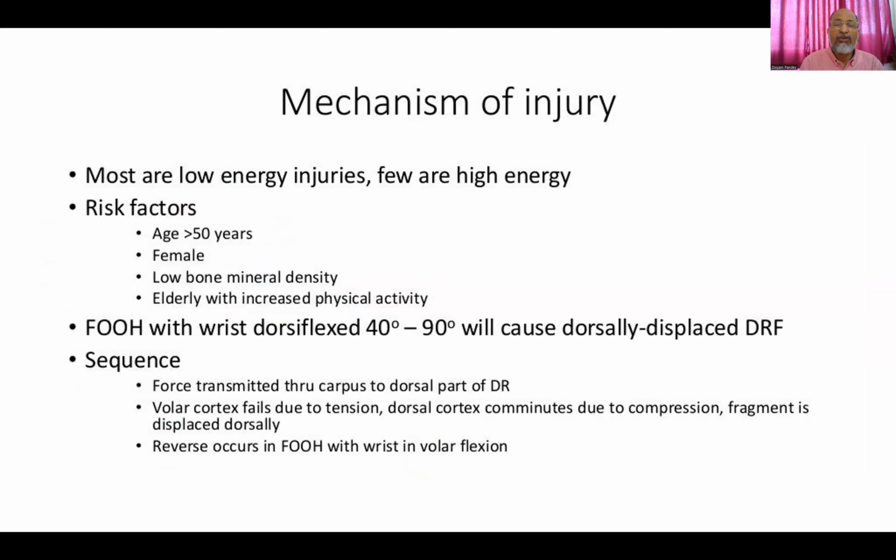Then we talk of the mechanism of injury. Most fractures of the lower end of the radius are low energy injuries, and occasionally you may get a few high energy injuries also. It is not absolutely zero, but it is there. Then there are certain risk factors which lead to fracture of the distal end of the radius, and that is age more than 50 years, especially in females where postmenopausal osteoporosis is there.